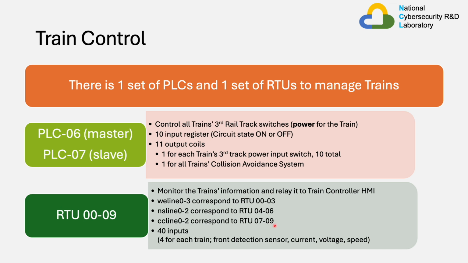Each train provides its front detection sensor state, current, voltage, and speed to the RTUs. 4 for each train means there are 40 inputs in total to the RTUs.